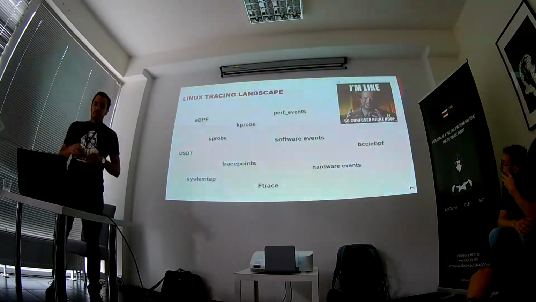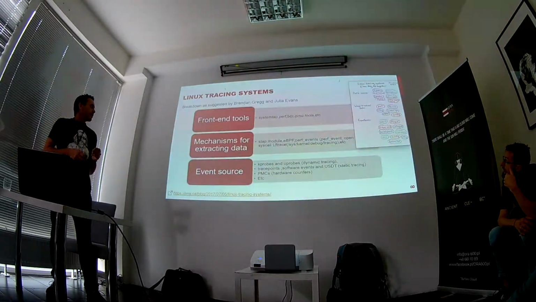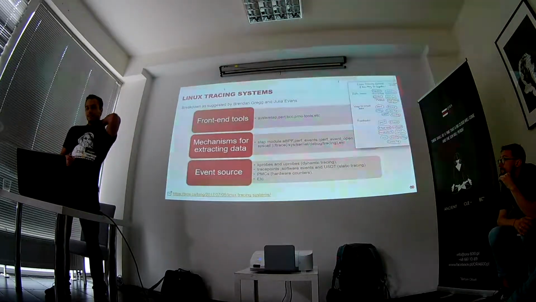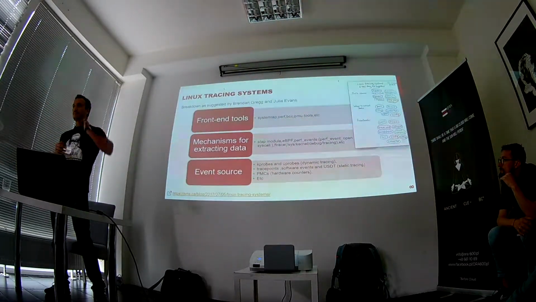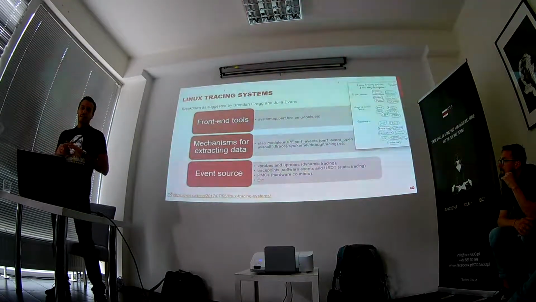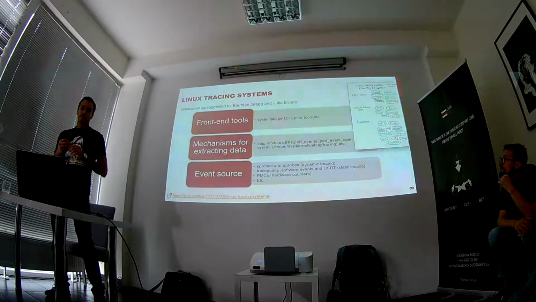Basically, to get a better understanding of the Linux tracing landscape, we can divide it into three main parts. We have the event source, which is where our tracing data comes from. Then we have the mechanism for extracting this tracing data. And finally, we have the front-end tool. Basically, that's the tool we're going to interact with.